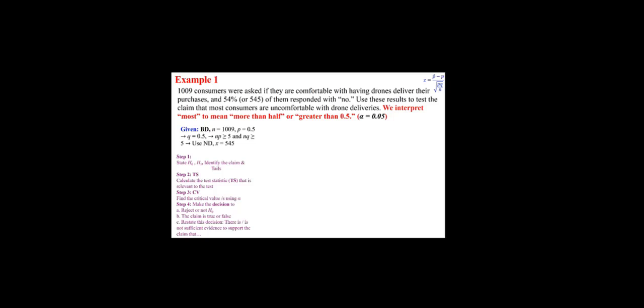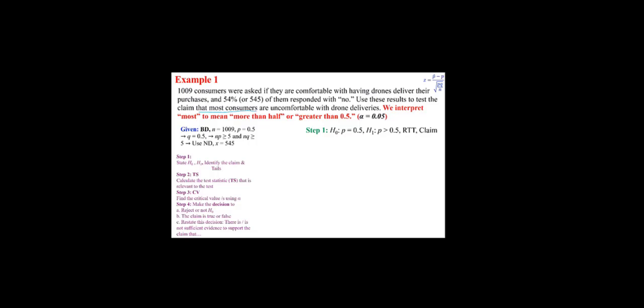H0: p is 0.5. H1: p is more than half. So use the result to test the claim that most, when we say most consumers, that means larger. And therefore it makes it a right tail test. It happened to be the claim aspect.